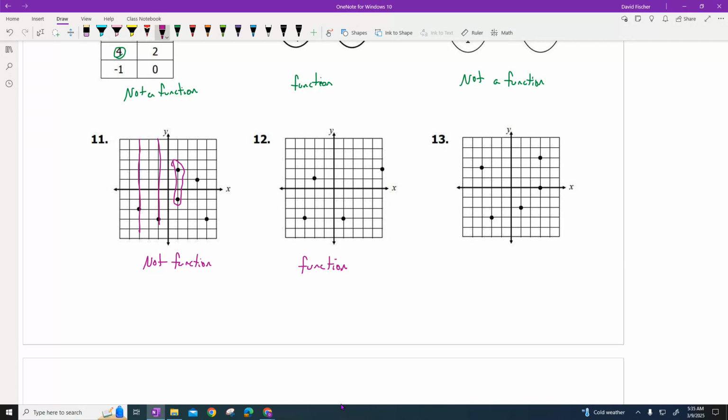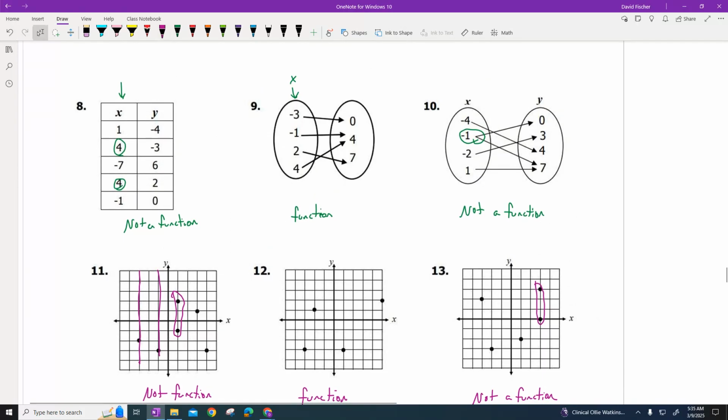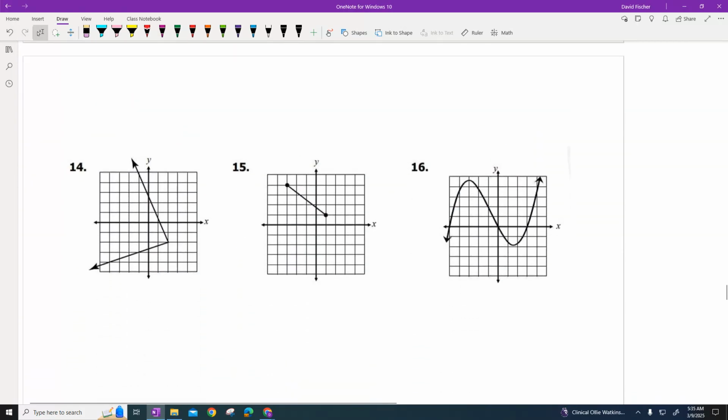That's how easy it is. Right there, not good. It doesn't matter that all these guys have 1s. If it breaks the rule one time, anywhere, it's not a function. Those are all discrete graphs. That's a mapping diagram, that's a table.